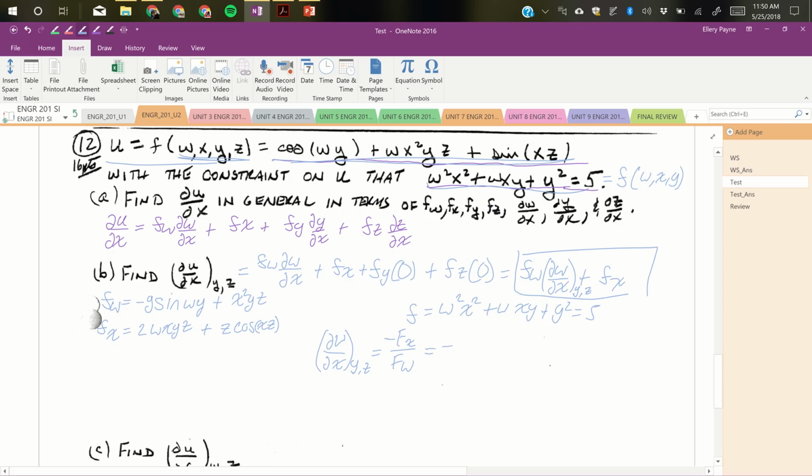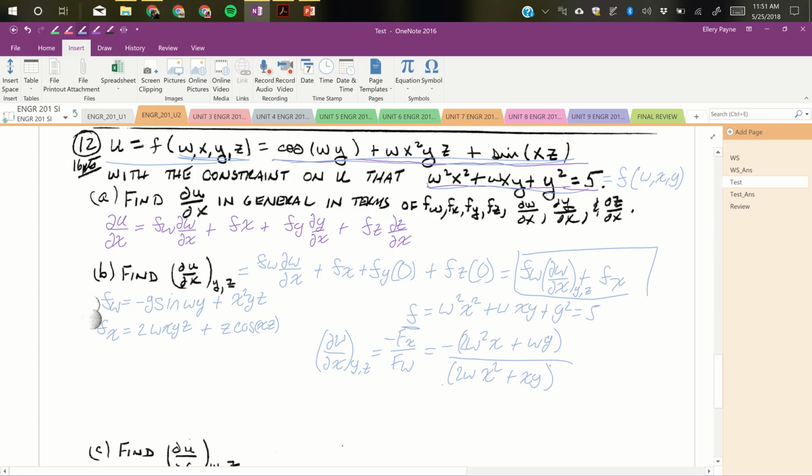So take the partial derivative of this f with respect to x. So it becomes 2w squared x plus wy, the y squared goes to 0. Oh, sorry, that shouldn't be an x squared, it should be an x. So 2w squared x plus wy, over f_w, which should be 2wx squared plus xy plus 0.